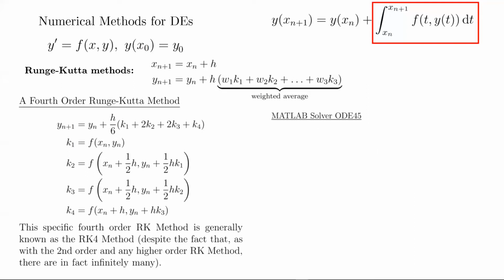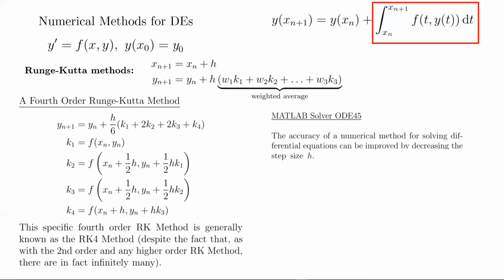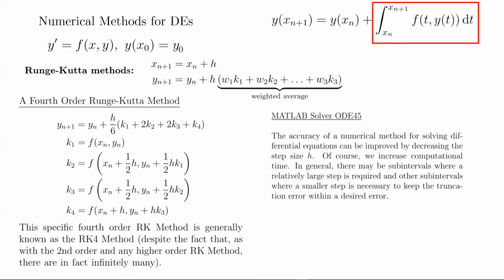It turns out that MATLAB has these Runge-Kutta solvers built in, or at least a version of it. It has this thing called ODE45. Of course, we can increase the accuracy of the numerical method by decreasing the step size. But that means we increase the computational time as well. If we decrease the step size, we have to take a lot more steps, so we increase the number of steps we have to take.